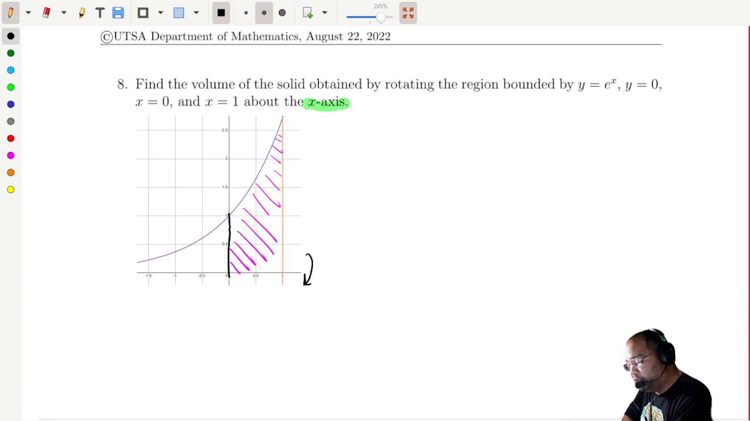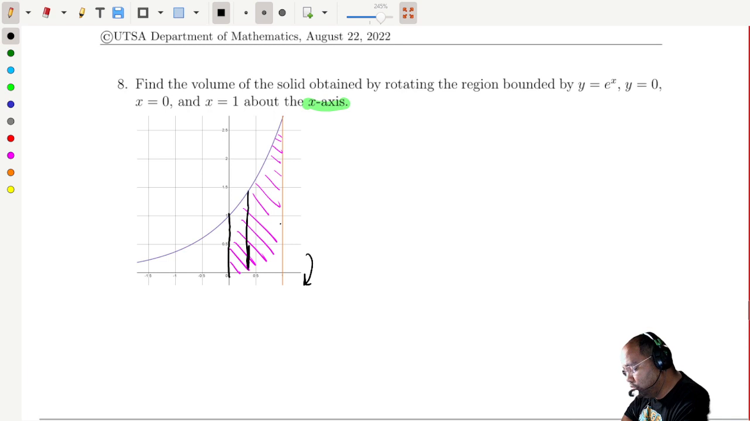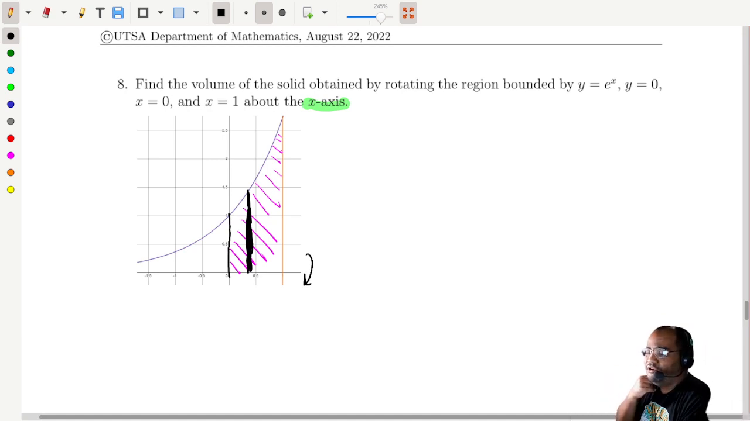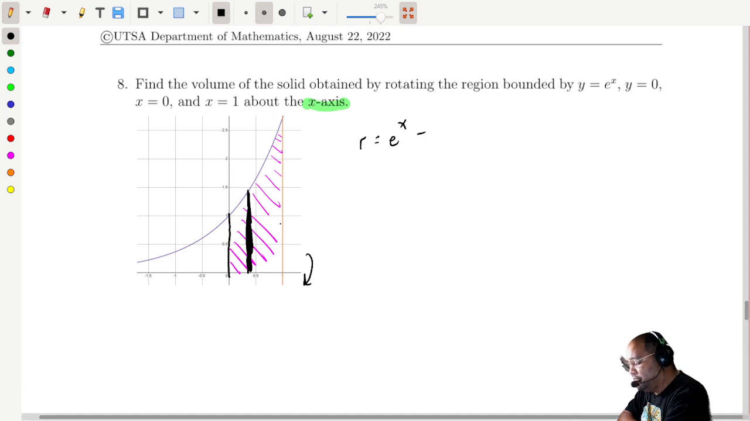And let's draw in a little representative strip here. Again, going around the x-axis, we want this strip to be perpendicular to the axis of rotation. Draw that here. Okay, and now we think about what our radius is going to be. Well, the radius will be this distance here, top minus bottom. Draw that in, radius. Top, e to the x, minus the bottom, 0. Okay, that's just e to the x.